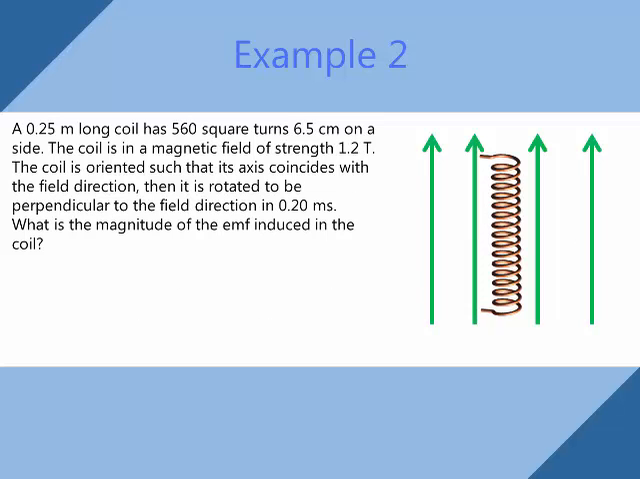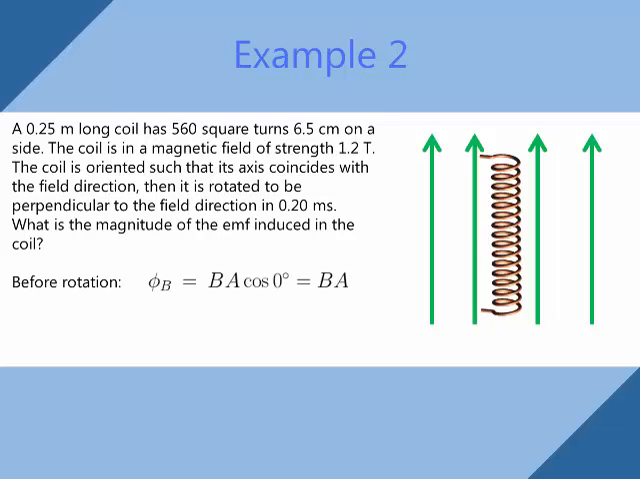In our second example, we have a 0.25 meter long coil with 560 square turns, with 6.5 centimeters being the side length measurement. The coil is suspended in a magnetic field of strength 1.2 teslas. The coil is oriented so that its axis coincides with the field direction, as shown in the diagram. Then it is rotated to be perpendicular to the field direction in 0.2 milliseconds. We would like to find the magnitude of the EMF induced in the coil.